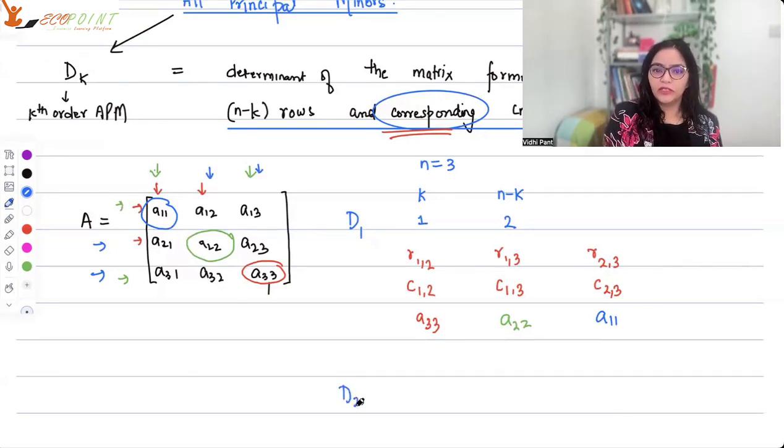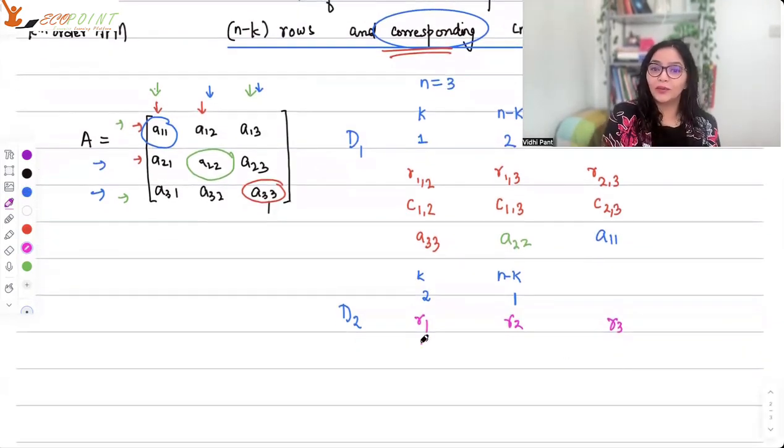Next, D2. Let me teach you D2 as well. D2, K is 2 here. So N minus K becomes 1. K is 2, N minus K is 1. So therefore, you have to delete one row and corresponding one column. Now, if you just have to delete one row, what row could that be? It could be row 1, it could be row 2, it could be a case of row 3. Corresponding means when you're deleting row 1, you're deleting column 1. Row 2, column 2, row 3, column 3. And that's how you get your D2.